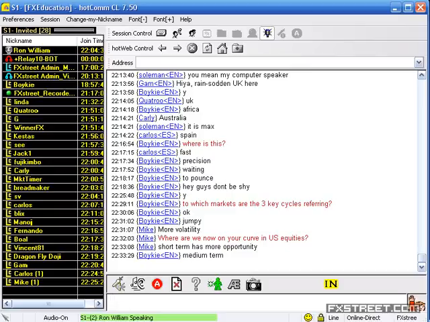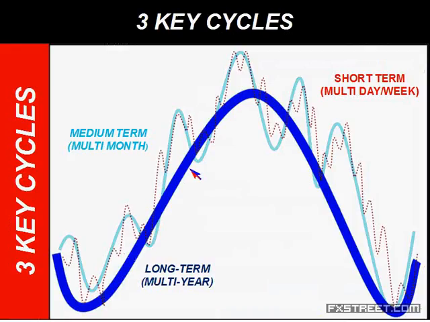So that's in terms of 3 cycles. Think of it as the sea, the big tide having an impact on the wave, which has an impact on the ripple. It's a domino effect. And this is exactly the same in the financial markets. We have long-term, multi-year, medium-term, multi-month, and short-term, multi-day, multi-week.